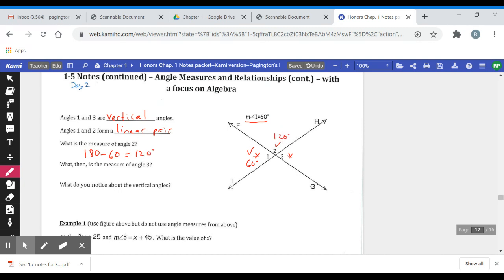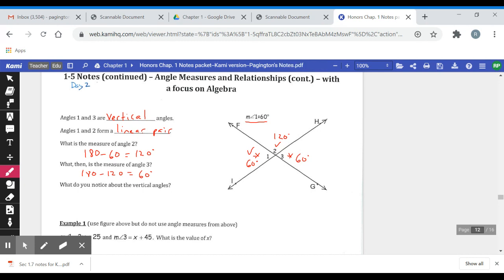Okay, and it says, then what is the measure of angle 3? So we can see angle 2 and angle 3 form a linear pair, so therefore they add up to 180. Then again, I can go 180 minus 120 to get angle 3, and now I'm back to the 60.